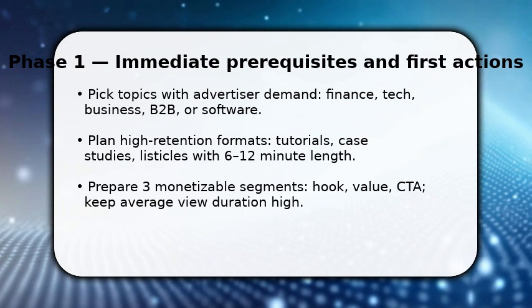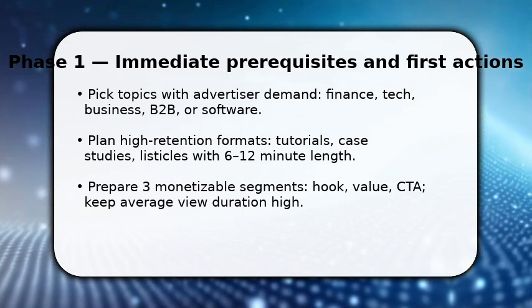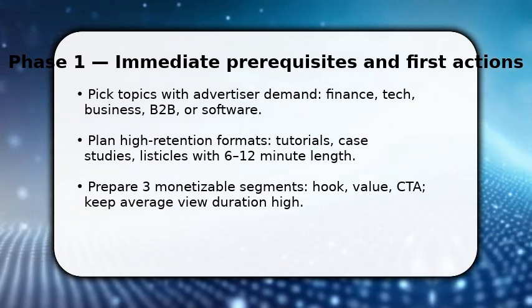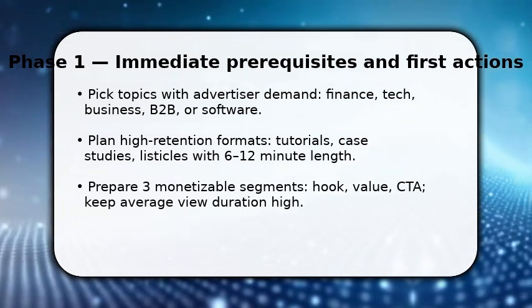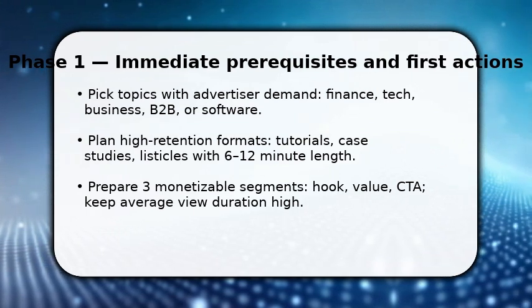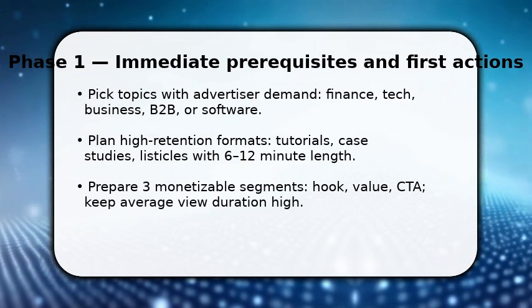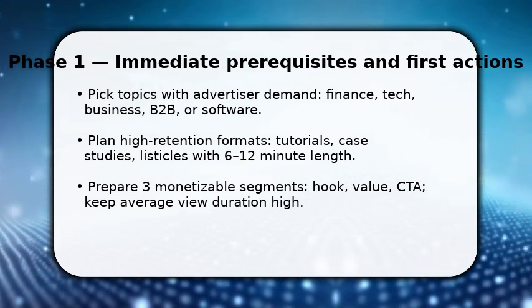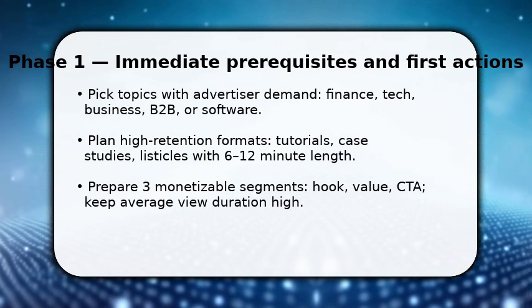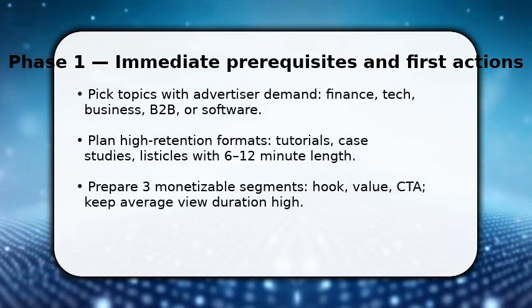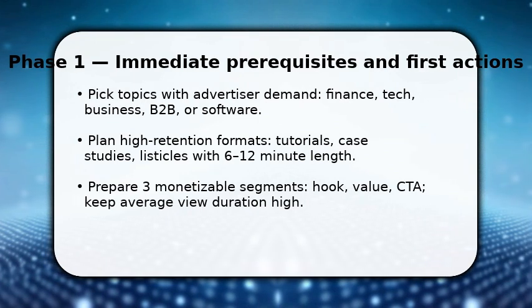Once done, structure 3 monetizable segments: a strong hook, deep value, and a direct CTA. This keeps viewers watching and increases ad impressions. Make sure to script transitions to reduce drop-off. You want sustained audience retention because RPM is driven by impressions and watch quality, not just upload frequency.